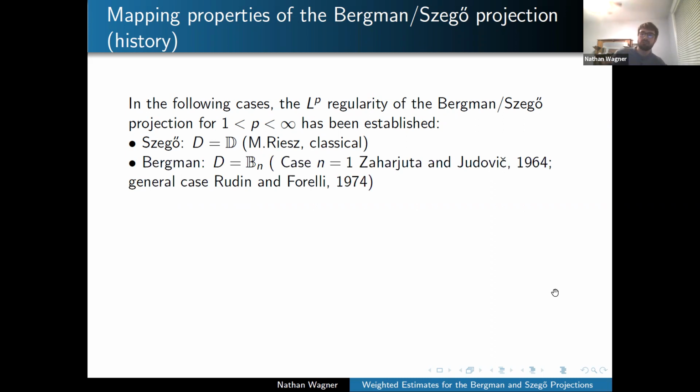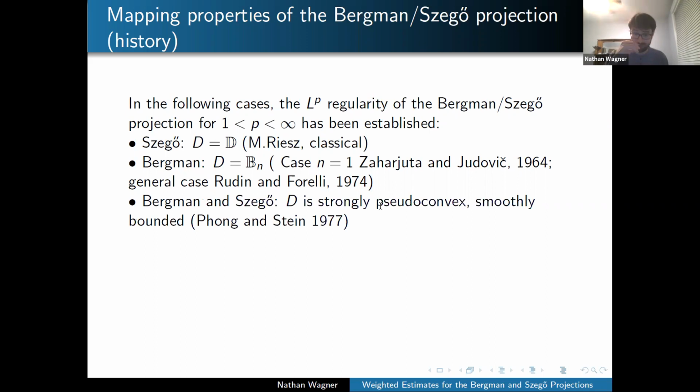In the case of the Bergman projection for the disk, I guess this was done by some people in 1964. The general case, when you look at the unit ball rather than the disk, was handled by Rudin and Forelli in a 1974 paper. They used Schur's test for integral operators with positive kernels. So they actually looked at the operator with the Bergman kernel replaced by the absolute value of the Bergman kernel and proved estimates for that operator. That's something that's kind of unique about the Bergman theory: you get equivalent results for the positive operator and the operator. That's very different from other Calderon-Zygmund operators.